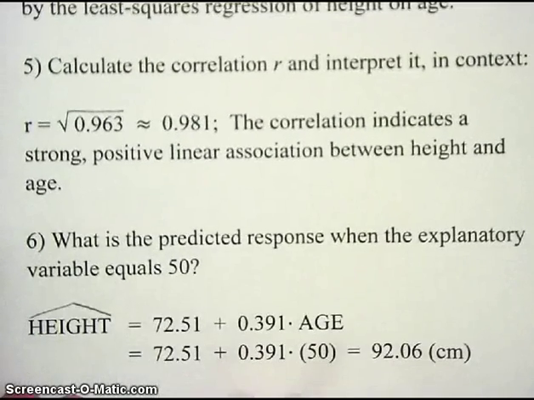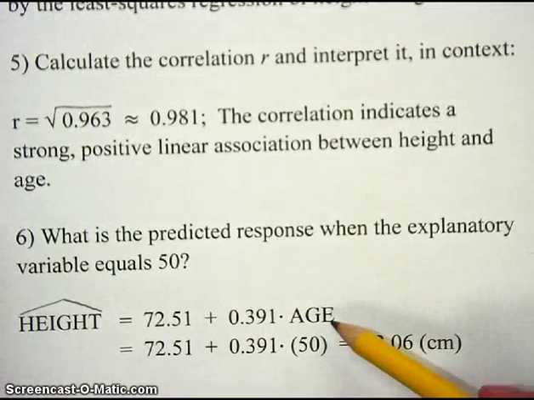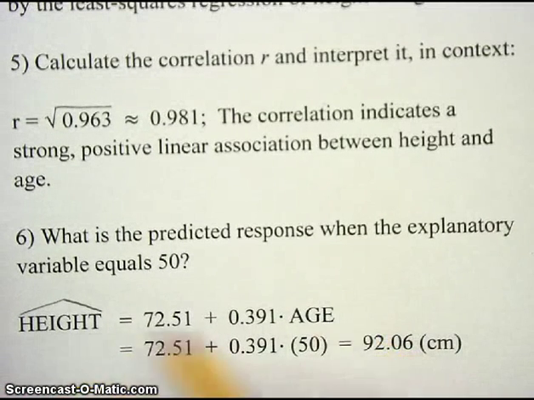And the predicted response when the explanatory variable equals 50. Well, we can find that just by plugging in 50 for age. So we take our least squares regression line, plug in 50 for age, and then see what that adds up to. That's 92.06 centimeters. So that's the predicted height at the age of 50 months for this child, somewhat less than a meter.